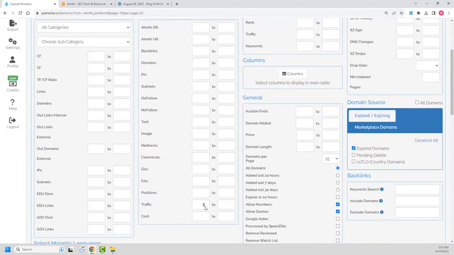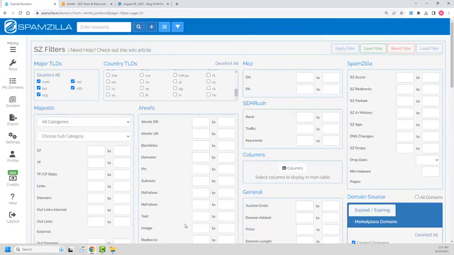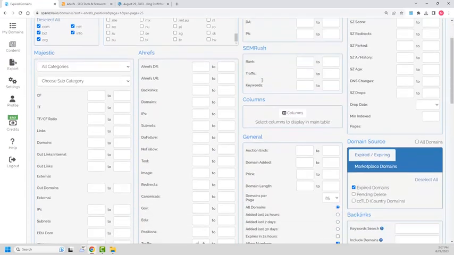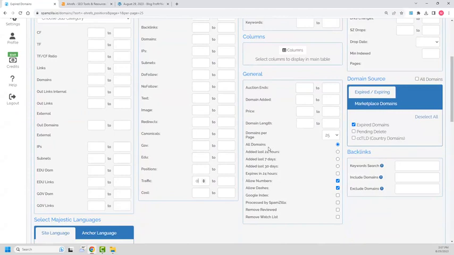Or does it have traffic? Maybe I want 1 traffic or more. Or maybe I want the cost of the traffic to be $1 or more. Usually I leave these blank. Then I'm going to go through all domains, domains per page. You could do 50 or 100 or however many you want. Hold on one second.